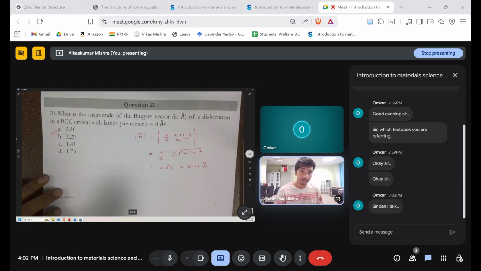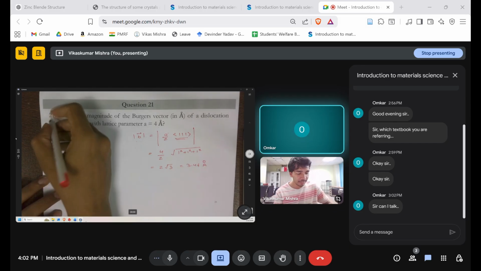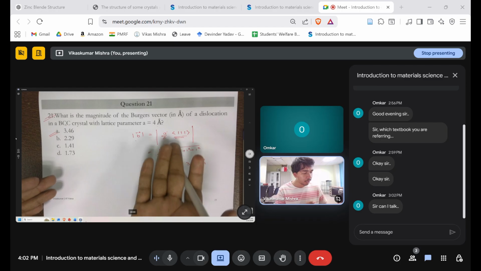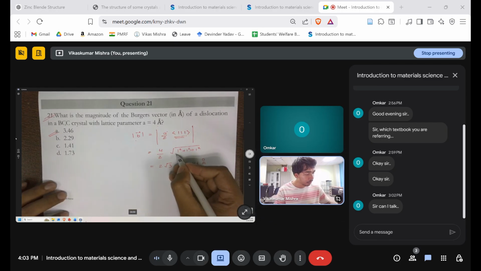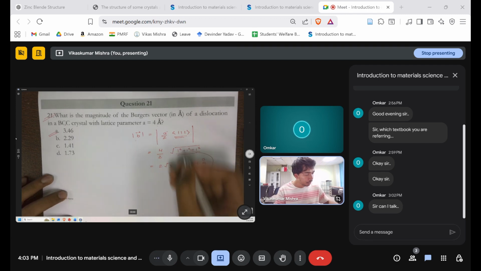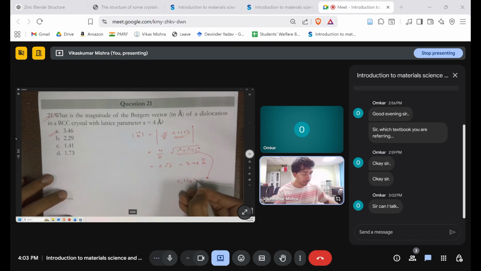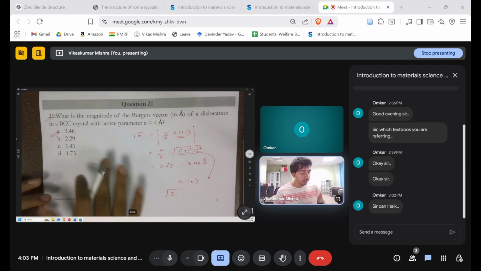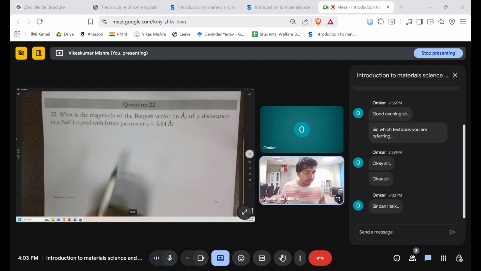Is it clear? Yes, sir. Yeah, great. Let's move ahead to the next part. If they would have asked the same thing for the FCC instead of this, what would I write? Instead of 111, it will be 110, right? Yes, sir. Then it will be root 2. Now let's move ahead to the next part, question number 22.